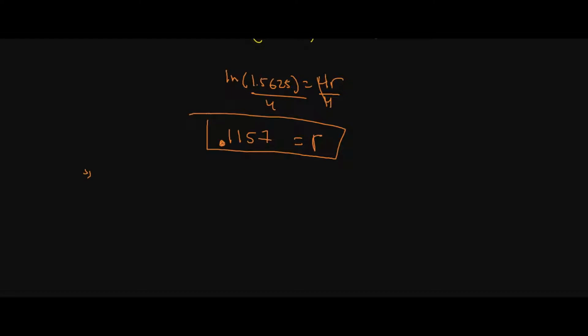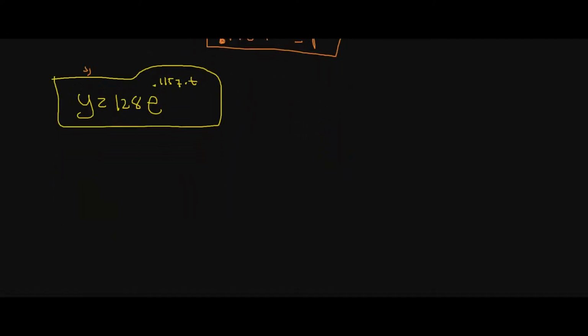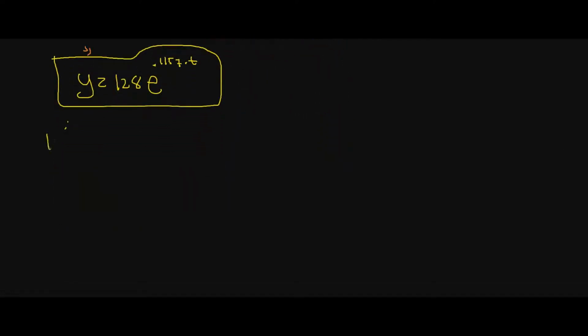Now that I have my rate, let's plug that into my equation. So we now have y is equal to 128, which was my starting amount, times e to the 0.1157 times t. Okay, we figured out our rate of change. Now we can ask the question, and this is what we wanted to get at: how long until we have 400 colonies?